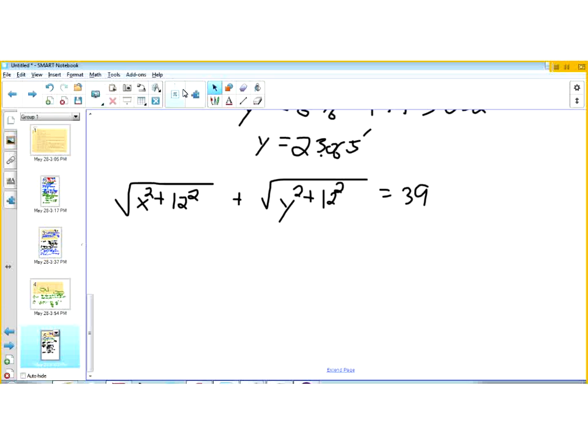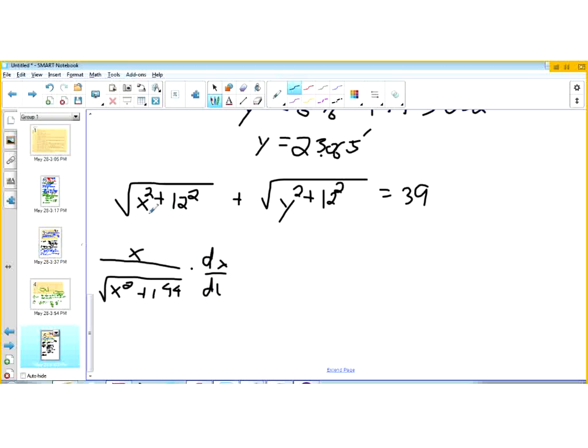And now all we have to do is differentiate with respect to t, because we want the change in y with respect to t. So in doing so, we'll obviously have to use the chain rule and whatnot. So differentiating this term with respect to t, I'll get x over the square root of x squared plus 144 times the change in x with respect to t. Remember, I'm just using the power rule for differentiation. 1/2 times, okay, I'll be more explicit.